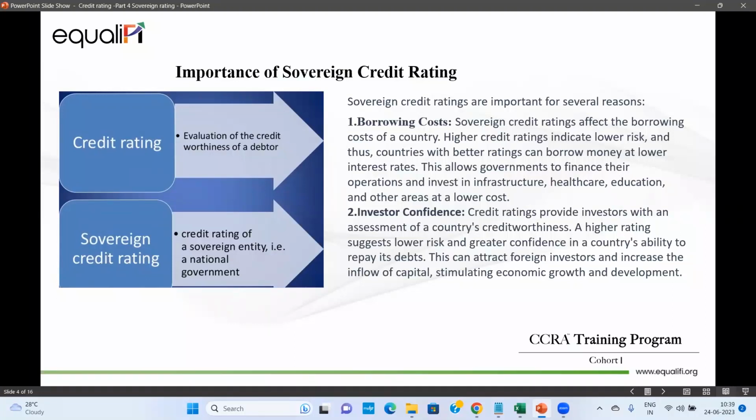Next is investor confidence. Now, the role of foreign institutional investors in your stock market plays a vital factor for your growth, right? Is it correct? Does the role of FIIs play a very important part in the growth of your country?